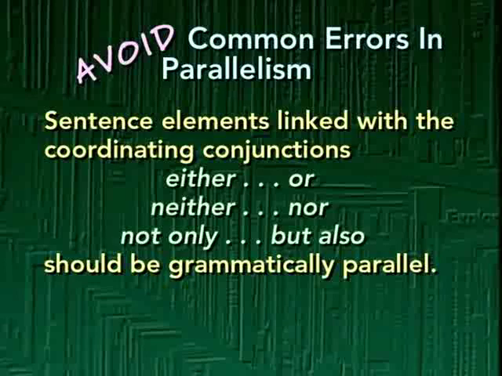And when coordinating conjunctions are used, what follows each of those words should be grammatically parallel. So whenever you say either/or, what follows "either" should be grammatically similar to what follows "or." In the same way, whenever you use "neither," what follows "neither" should be grammatically similar to what follows "nor." And again, when you say "not only," what follows that should be grammatically similar to what follows "but also." Let's take a look at a sentence that contains one of these coordinating conjunctions and see how the rule applies.